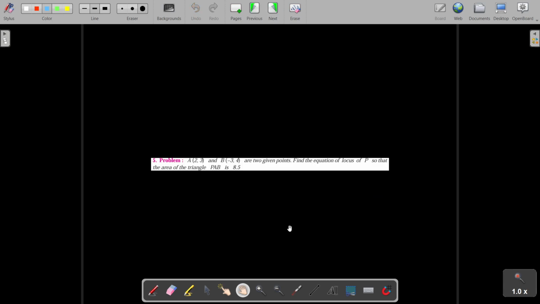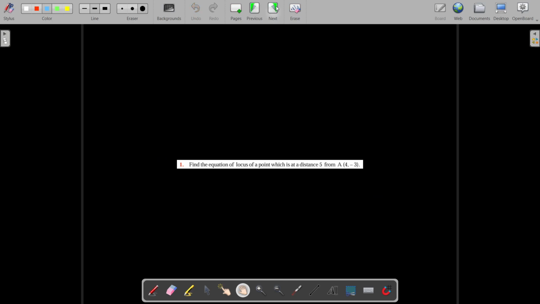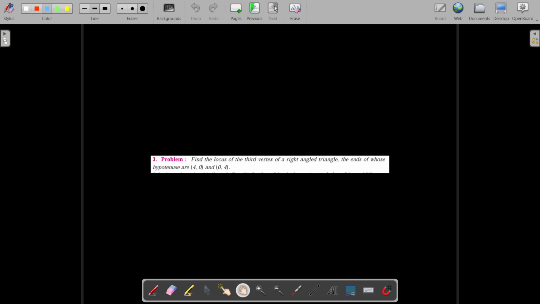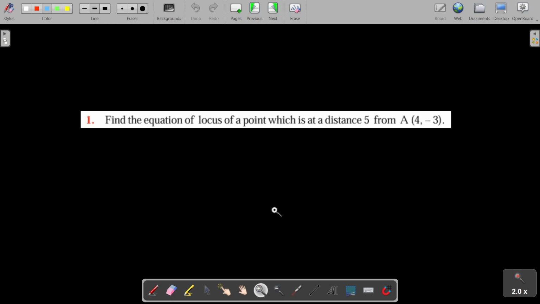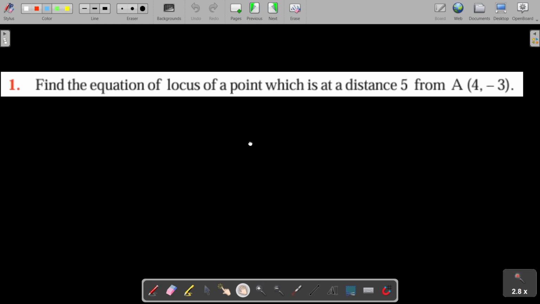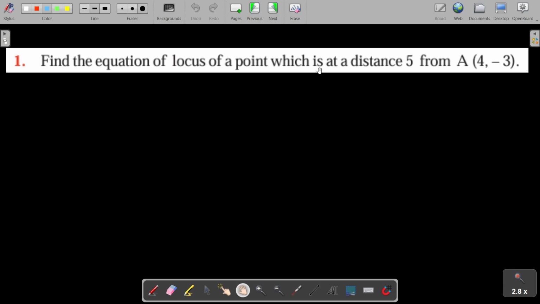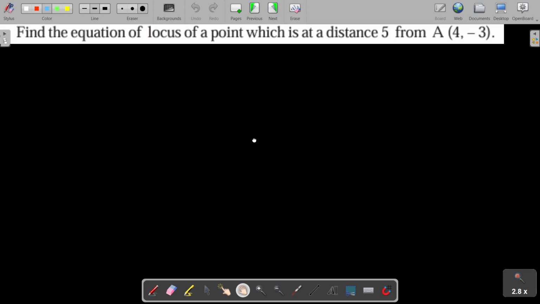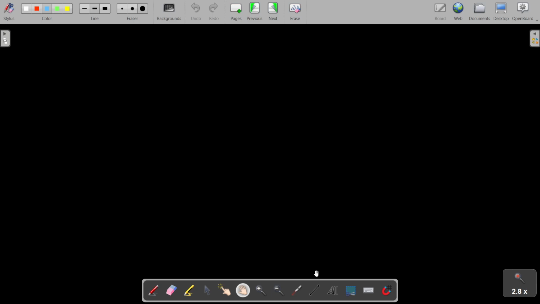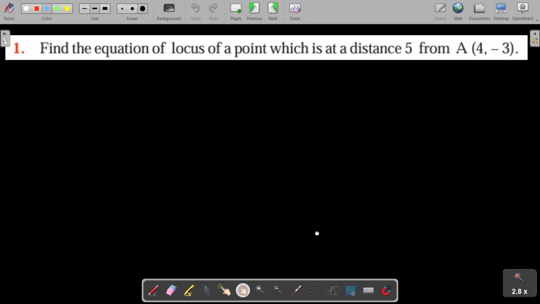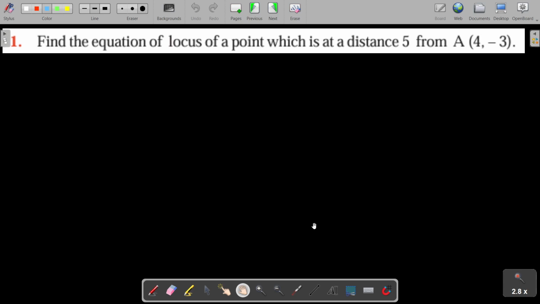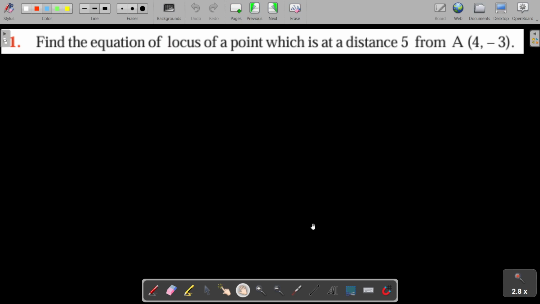So let's do some problems. Let's take this problem first. This is a basic problem. Find the equation of the locus of a point which is at a distance 5 from this point. So what information is given to us? Find the equation of the locus of a point which is at distance 5 from this point.